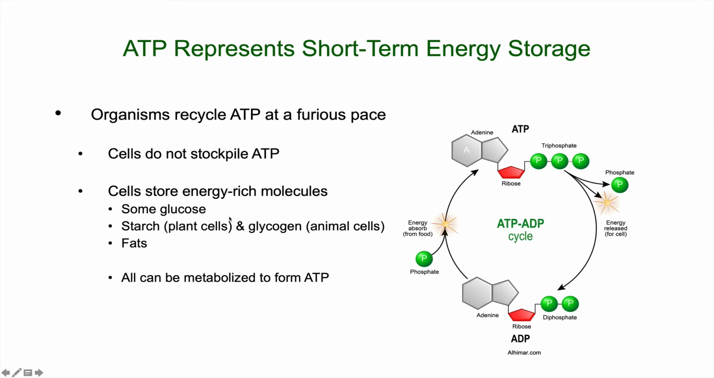So we can store energy-rich molecules like a little bit of glucose, and then plant cells, amylose and amylopectin is digestible starch, animal cells is glycogen, and then finally fats, and we consume them in that order. But all of these can be metabolized to form ATP, so we can recycle the ATP just as soon as we use it.